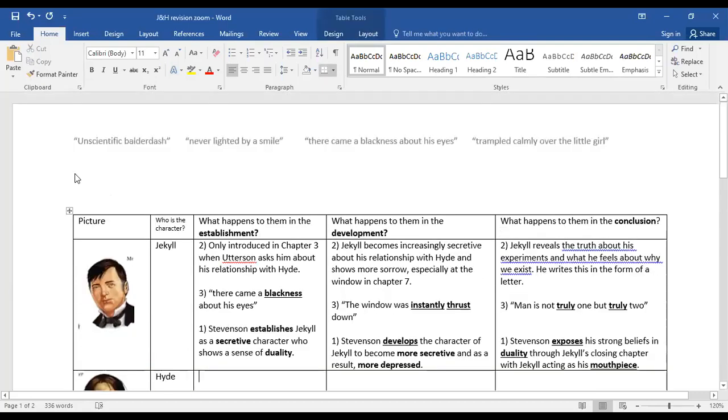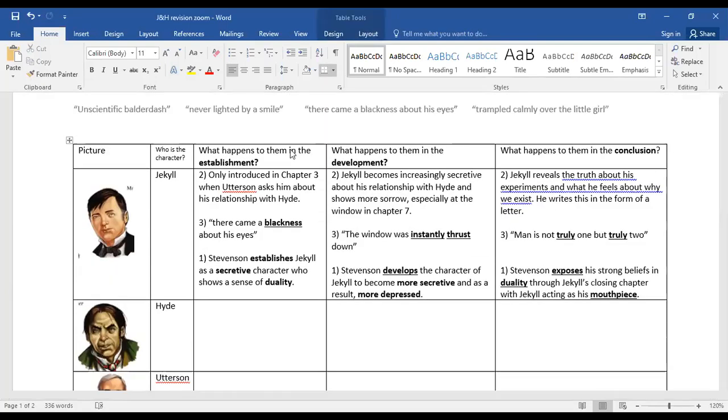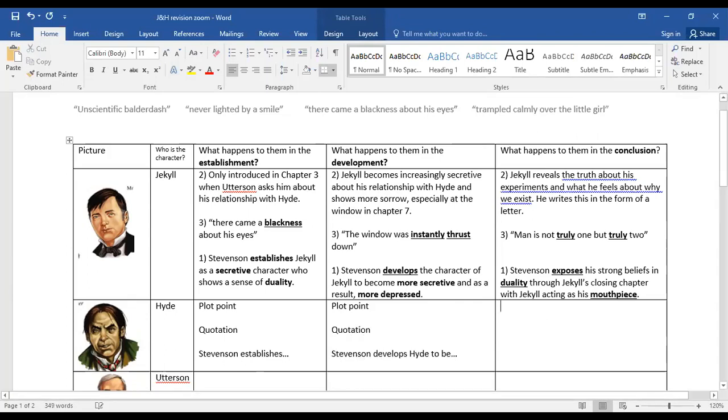What can we say about the character Hyde in the establishment? Have a look at the quotation. Give me a plot point. Give me the quotation. And what is Stevenson [establishing]? Same for the development. Plot point, quotation, and then for the conclusion. Plot point, quotation.